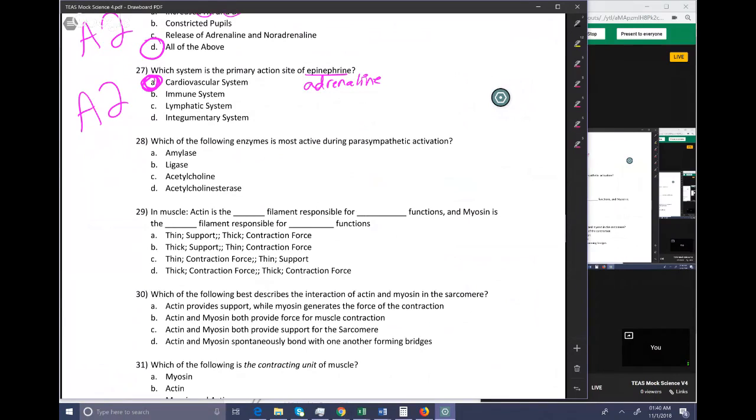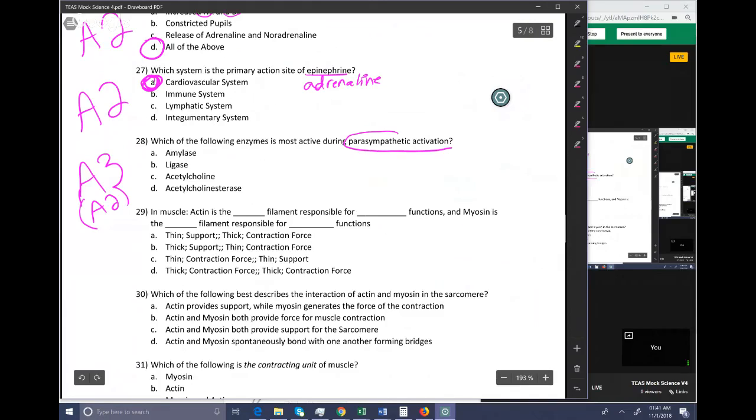Which of the following enzymes is most active during parasympathetic activation? This question gets discussed in Anatomy 3 with the digestive system, and it also gets talked about a little bit in Anatomy 2. This is very important. I still see a lot of people get really nervous when they see this type of question, but you should completely have the answer to this if you've mastered Anatomy 2 and Anatomy 3, because parasympathetic is our rest and digest system.